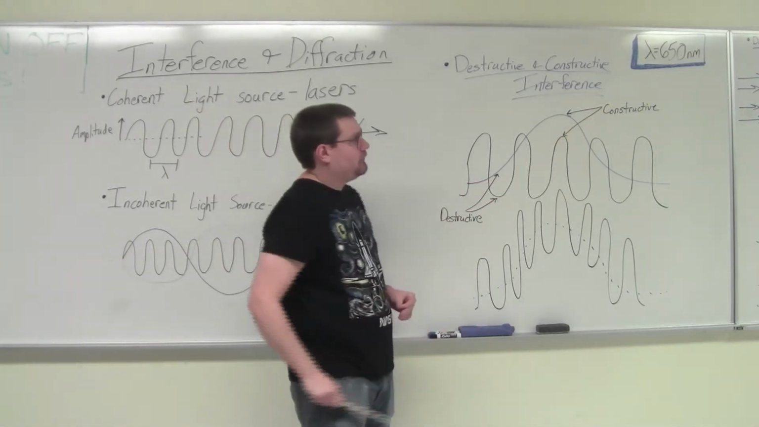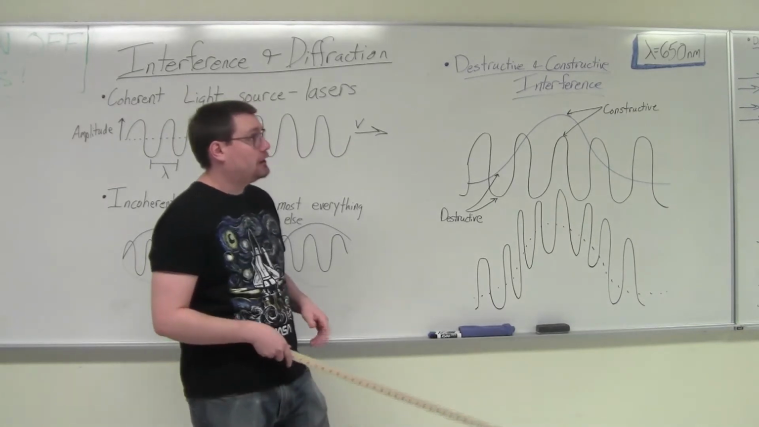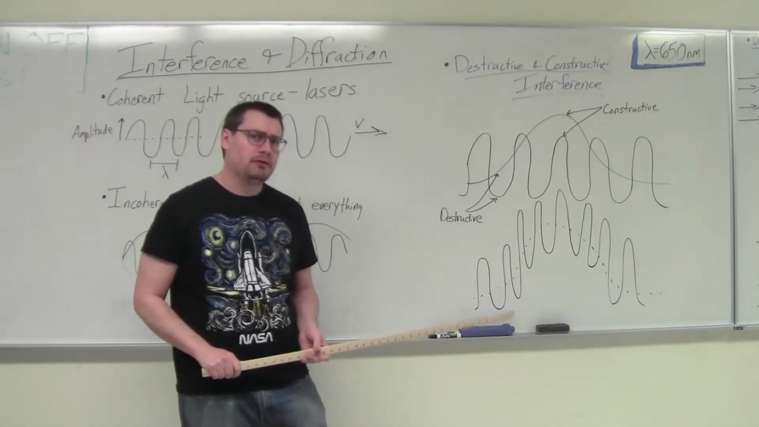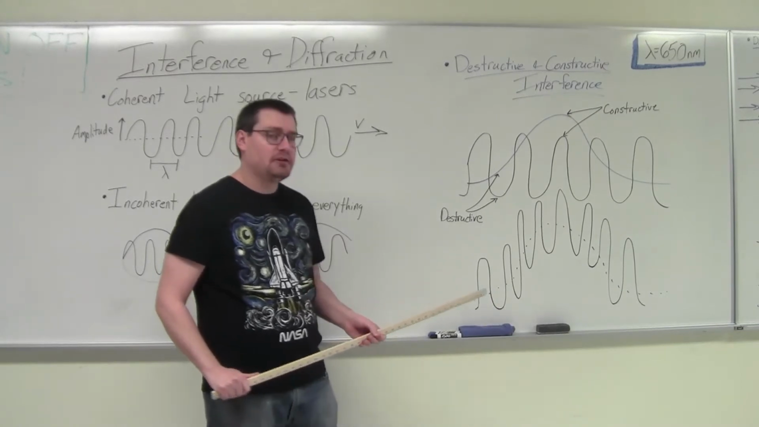Also, I'll mention that for all of our experiments today, we're using a laser that is at 650 nanometers. This is your standard red laser. So this is a coherent light source of 650 nanometers.